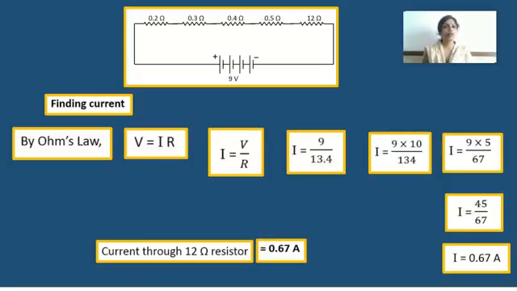So we are asked for the 12 ohm. So the current through the 12 ohm would be 0.67 ampere. If they ask, say, how much is the current flowing through 0.4 ohm or 0.5 ohm or 0.2 ohm, the answer is one and the same. Because when the resistors are connected in series, the current through every resistor is the same. Alright?